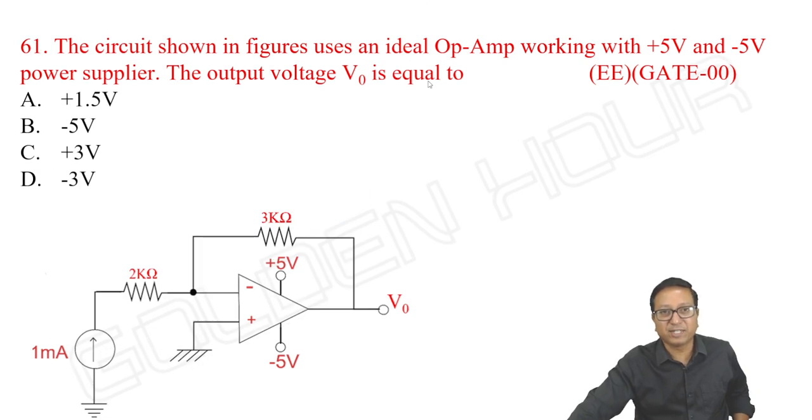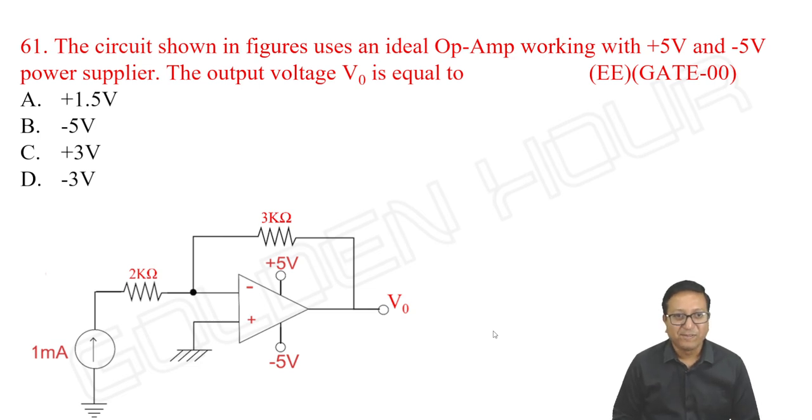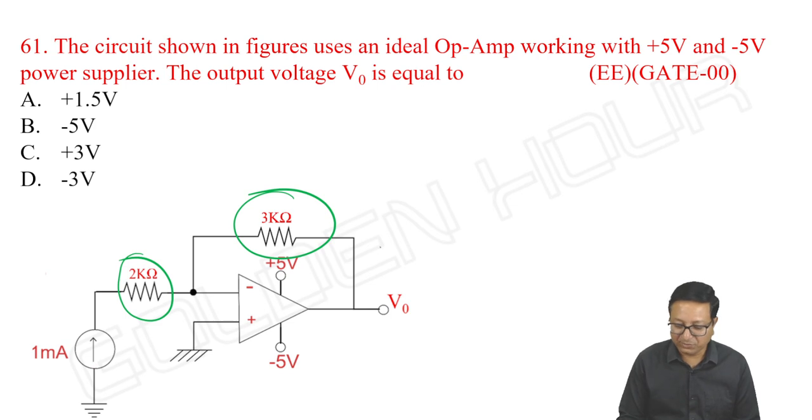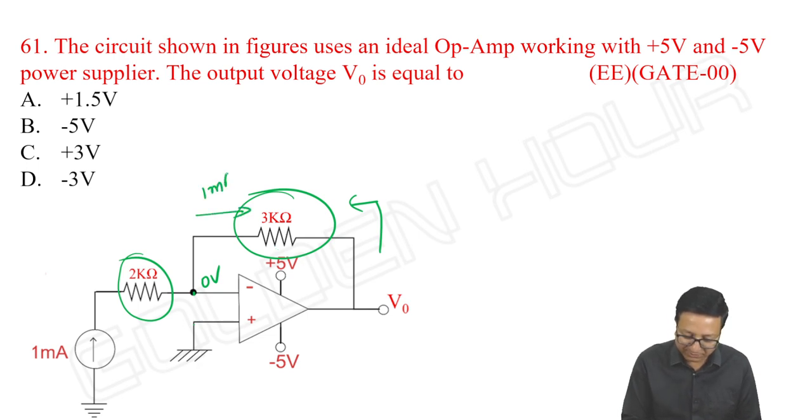The circuit shown in figure uses an ideal op-amp working with plus 5 volts and minus 5 volts power supplies. The output voltage is equal to... So here there is some resistor, let it be. What is our output voltage? It is the voltage across the feedback path, looking from output to input. Due to virtual short, it is 0. Virtually, 3K is connected to the ground. What is the current flowing through 3K? It is simply 1 milliampere.